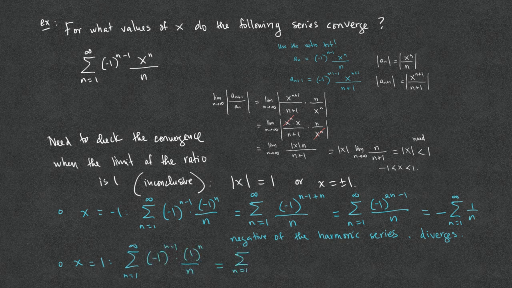When x equals 1, we plug x equals 1 into the series and we simplify the numerator. We end up with the series (-1)^(n-1) over n, because 1 to the n power is still 1. This is the alternating harmonic series.